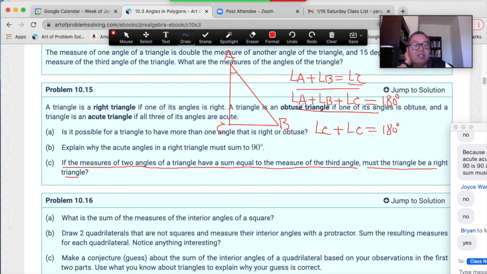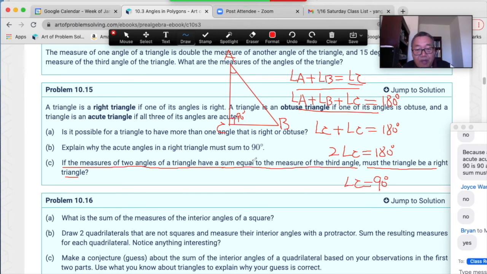Since angle C equals angle A plus angle B, we use angle C to replace angle A plus angle B. Then we got 2 times angle C equals 180 degrees. That means angle C, dividing both sides by 2, is 90 degrees. Right? So we proved this angle always equals 90 degrees if you have angle A plus angle B equals angle C. Therefore, this triangle is always a right triangle.